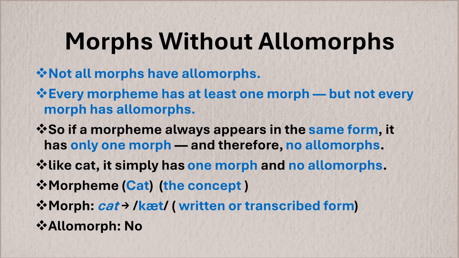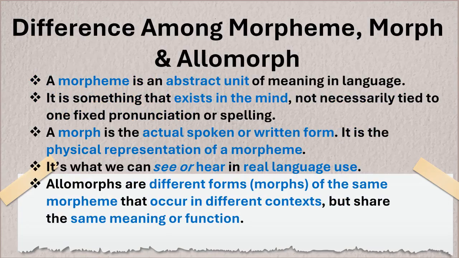For example, take the word cat. The morpheme cat always appears in the same form, cat. It doesn't change depending on sounds or context, so it has one morph and no allomorphs. So, while all allomorphs are morphs, not all morphs become allomorphs. Now that we've learned about morphemes, morphs, and allomorphs separately, let's bring them together and see how they differ.